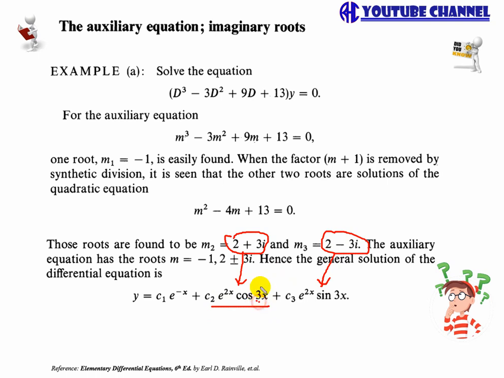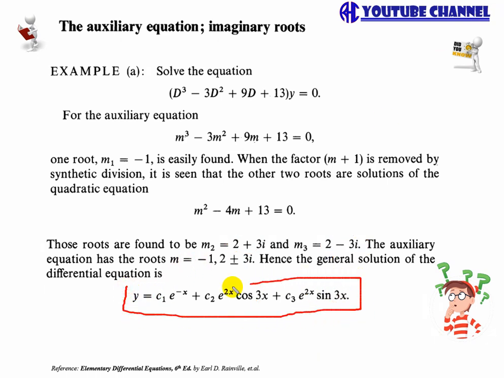Yung angle na yan, ito yung imaginary number. Plus c sub 3 times e raised to 2x, yung 2 na yan, that is the real number. Magiging sine tayo kasi negative. So sine 3x. So yun lang kadali. Ito na yung general solution natin ng differential equation na to.